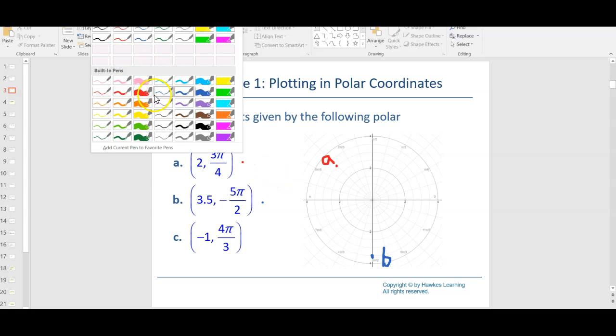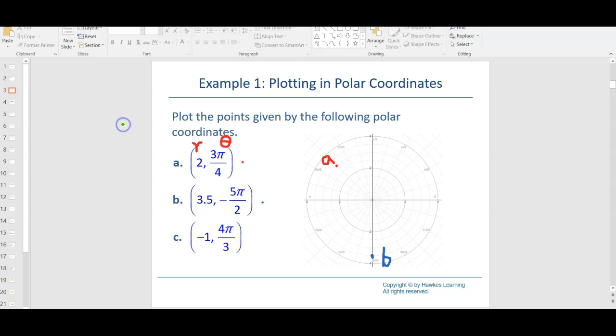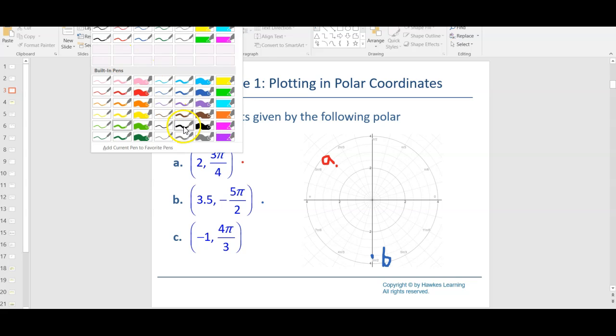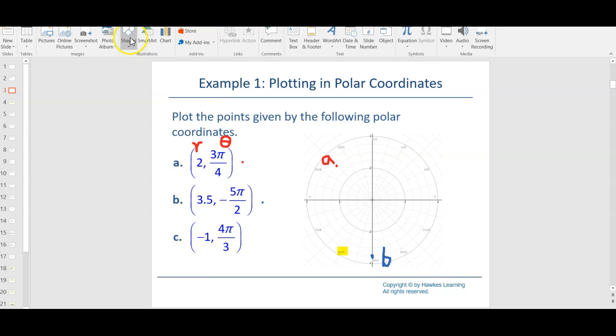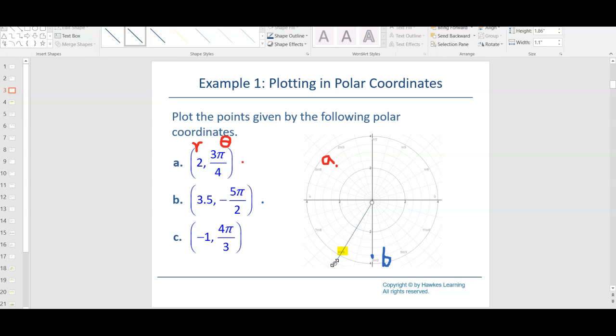All right, and now as I mentioned in the other video, when we have, I'm going to do black, when we have a negative r, that's a little bit different than when we have these positive r's, where I just rotate by the angle and then put the dot that far away from the origin. So we're still going to rotate by this angle. So 4π/3. If you look really closely, right there is 4π/3. So technically we're on this line right here. So from here to here, that's the line I'm supposed to be on. That's the 4π/3 line.